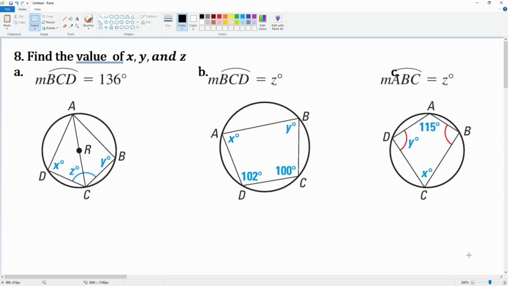All right, we have question 8. You're going to find the value of x, y, and z. Please notice for question A, you have the arc BCD is equal to 136, okay? All right, so from here, you can actually get the x first.